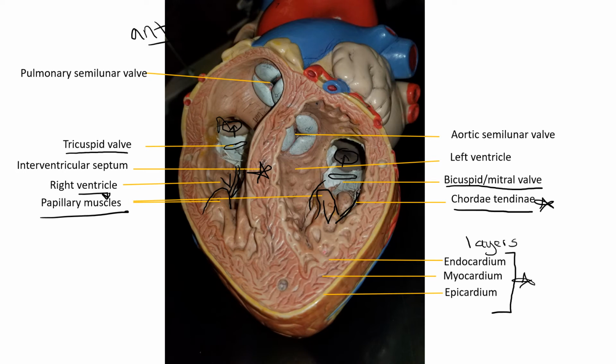Separating our ventricles from the primary vessels that they go to, such as the pulmonary trunk and the aorta, are going to be these fantastic semilunar valves. And that is the pulmonary semilunar valve and the aortic semilunar valve, respectively.